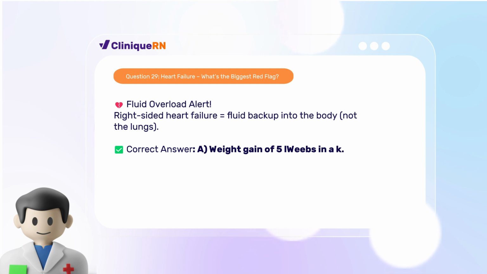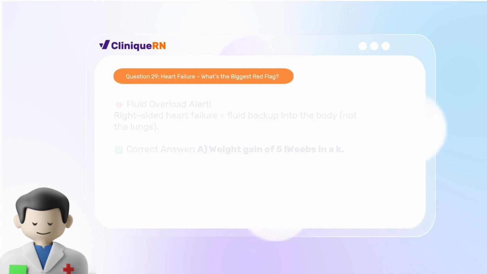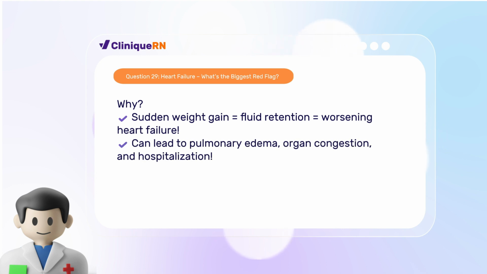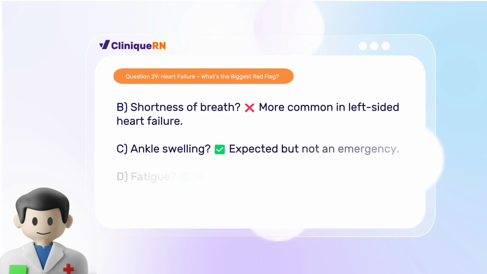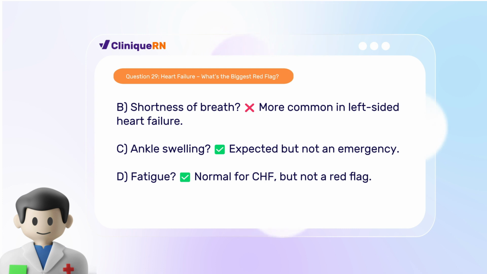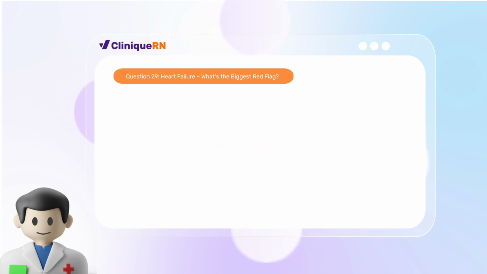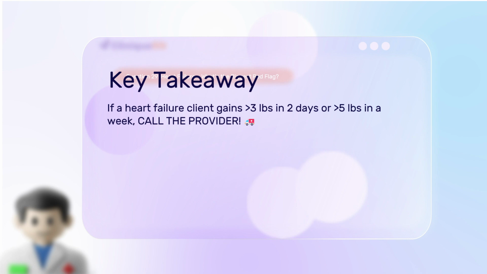Correct answer. A. Weight gain of 5 pounds in a week. Why? Sudden weight gain equals fluid retention equals worsening heart failure, can lead to pulmonary edema, organ congestion, and hospitalization. Why not the other choices? B. Shortness of breath, more common in left-sided heart failure. C. Ankle swelling, expected but not an emergency. D. Fatigue, normal for CHF but not a red flag. Key takeaway. If a heart failure client gains greater than 3 pounds in 2 days or greater than 5 pounds in a week, call the provider.